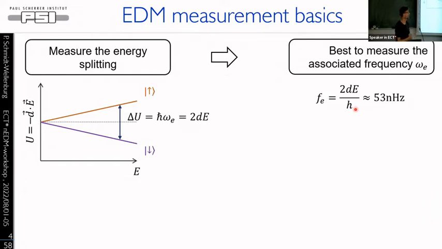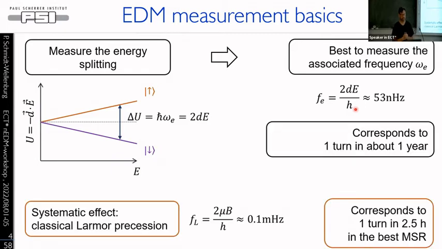And so it's kind of hard to measure that because you have a very big systematic effect, and that's the classical Larmor frequency. Even if you have the best ever built magnetically shielded room, so that means there's no magnetic field inside, so your field is something on the level of a few picotesla, you still get a precession of a millihertz or 0.1 millihertz. So this is a turn in 2.5 hours. So you would have to control this very low field very precisely.